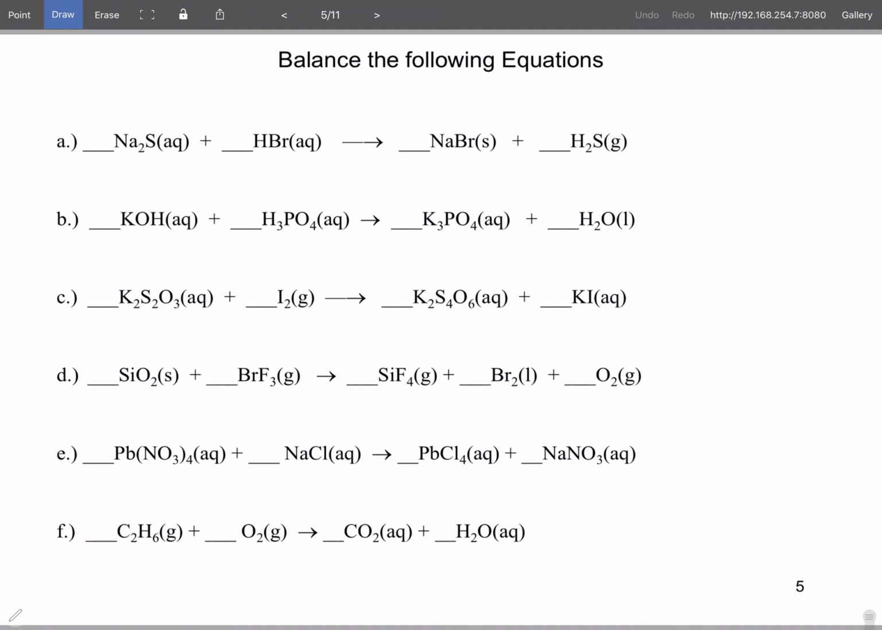So the first thing we're going to do is balance the following equations. Now, remember the number of each atom on the reactant side has to equal the number of atoms on the product side.